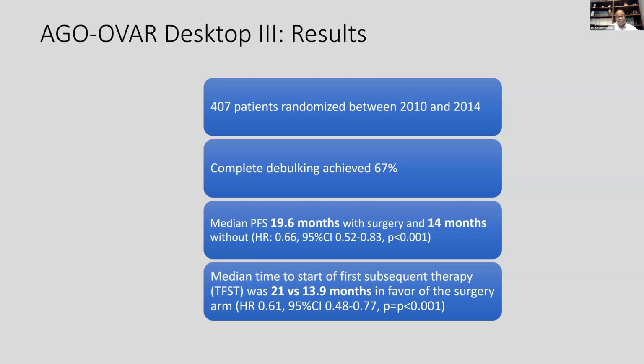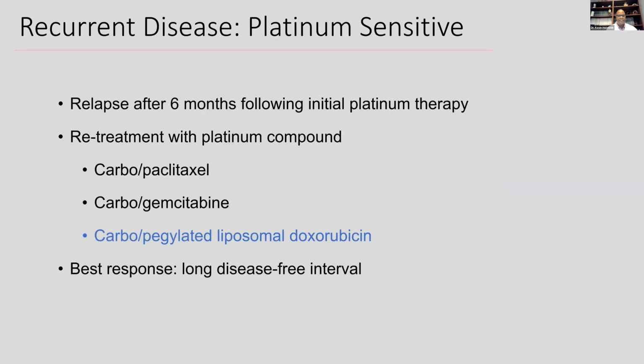And so we do know that there's a group of women who benefit from a repeat debulking, and those same CAT scan findings that help us decide who to try to debulk upfront are useful in this situation as well. Next slide. Again, I already mentioned that we're going to be giving platinum-based chemotherapy for those with long disease-free intervals. Next slide.